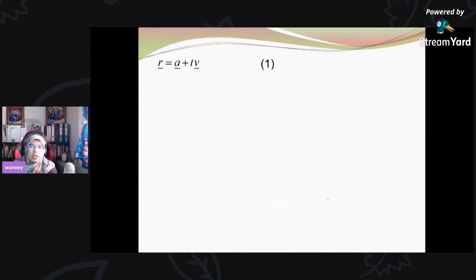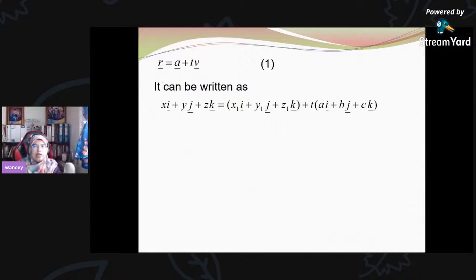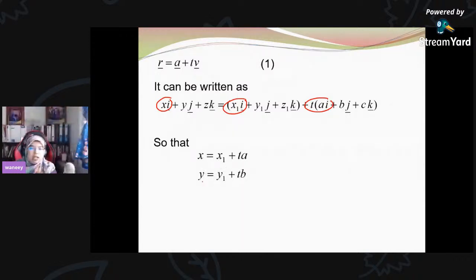Another one, okay, so let's say we start with R equal to A plus TV, and just now we say that R is equal to (x, y, z), and A is the fixed point which I call (x1, y1, z1). V is ai plus bj plus ck. So we can compare them. If you compare, on the left hand side we have x, and the coefficient of i on the right hand side is x1 plus ta. So x is equal to x1 plus ta. If you compare for j, you get y equal to y1 plus tb. If you compare for k, you get z equal to z1 plus tc.